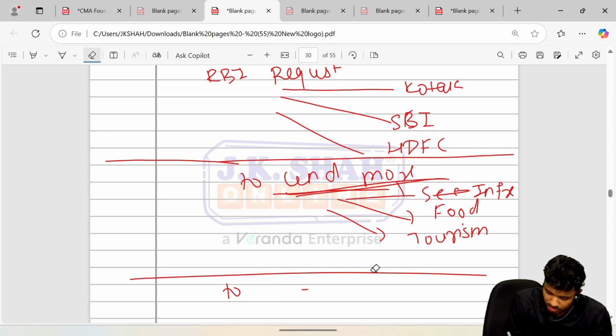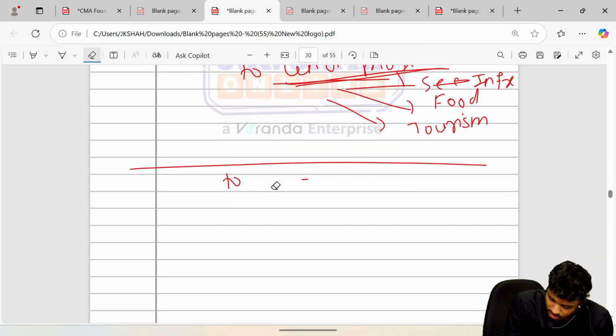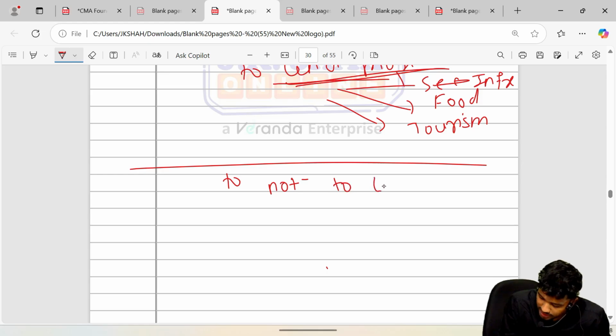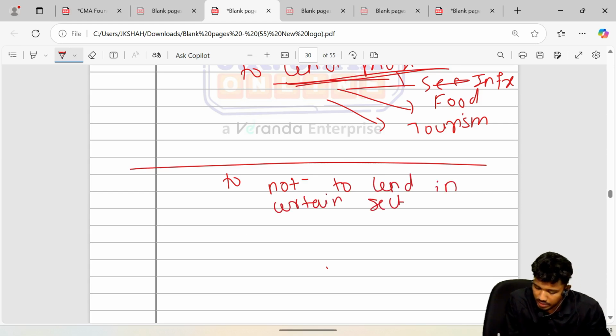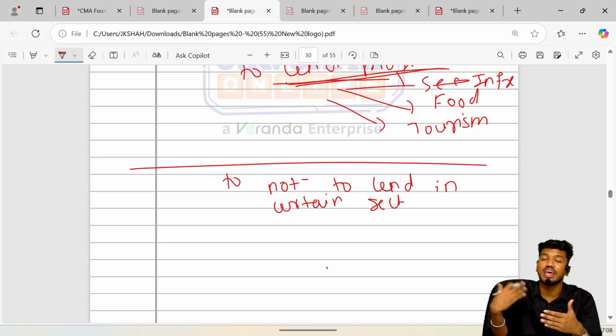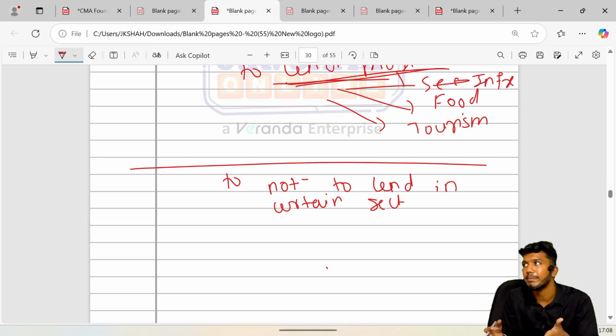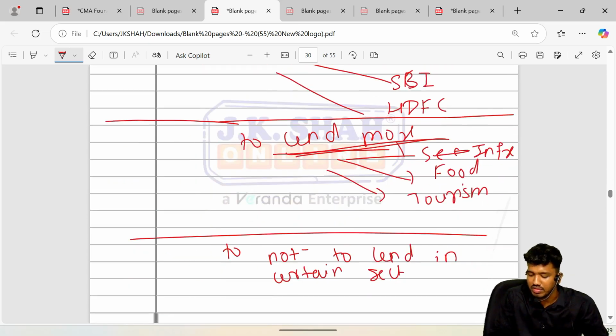not to lend in certain areas or in certain sectors. That way it requests, it is in the form of a directive. It is at the bank's discretion, the commercial bank's decision whether to follow or not, but generally everybody follows the directions or requests given by the RBI.